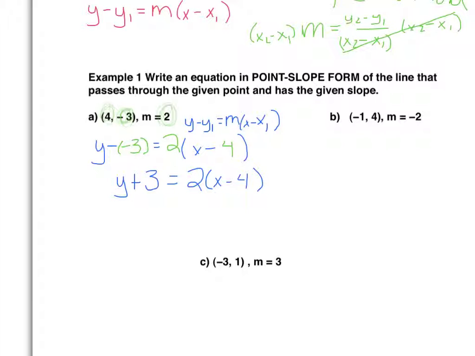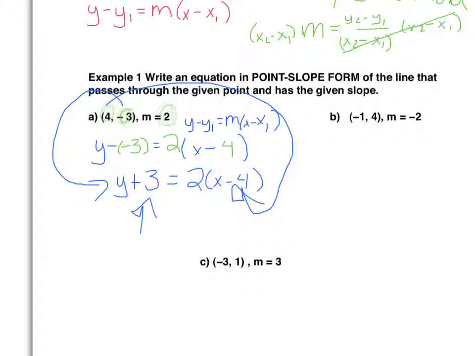So the one thing that we need to watch for in point slope form is that whenever we plug it into the formula, it's going to be the opposite. So I plugged in a -3. Notice that in the formula for point slope, it's the opposite. I plugged in a +4. In point slope, it's the opposite.